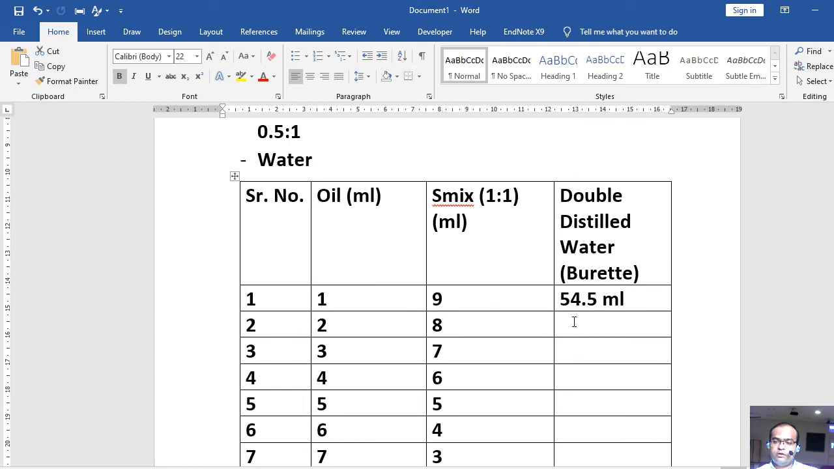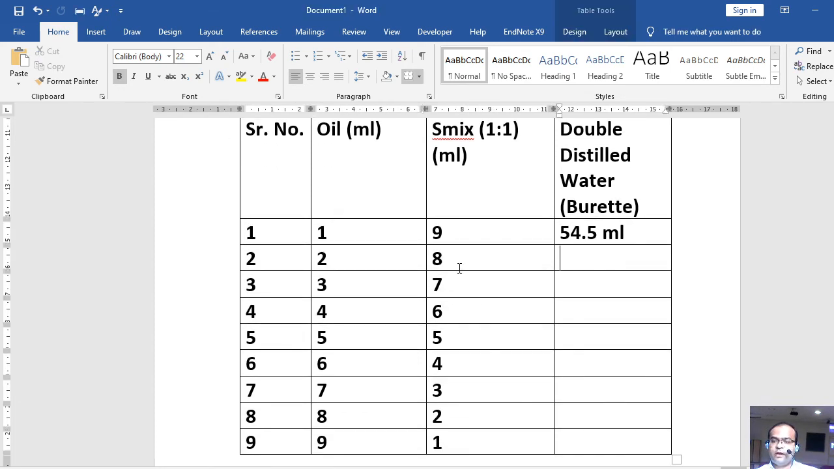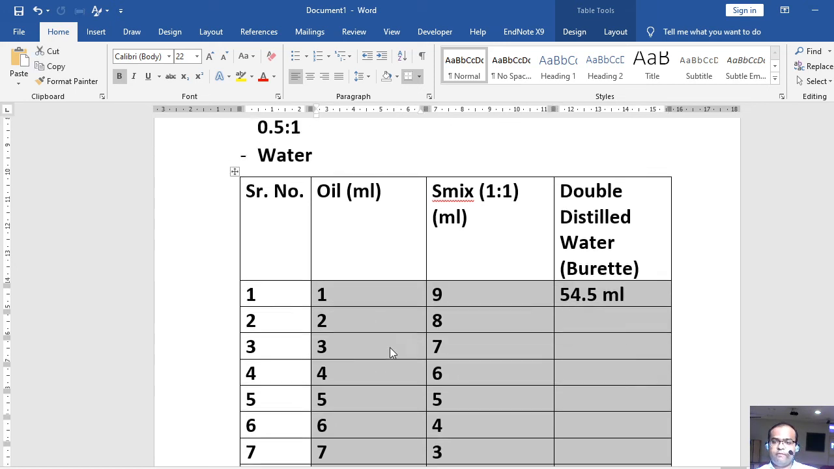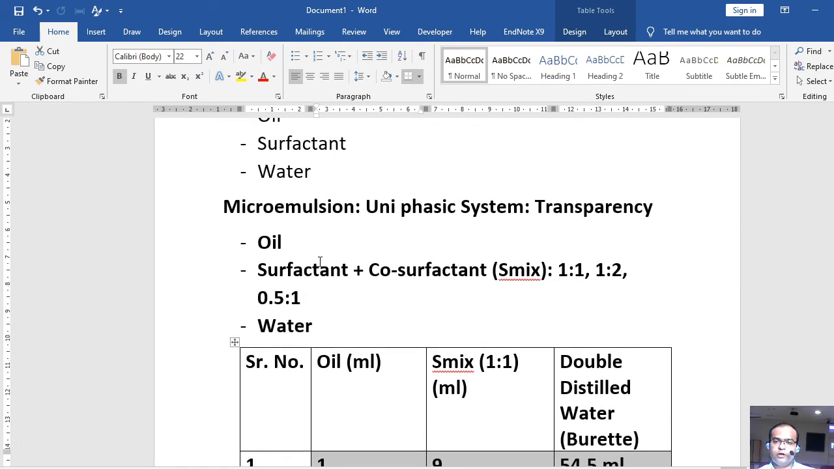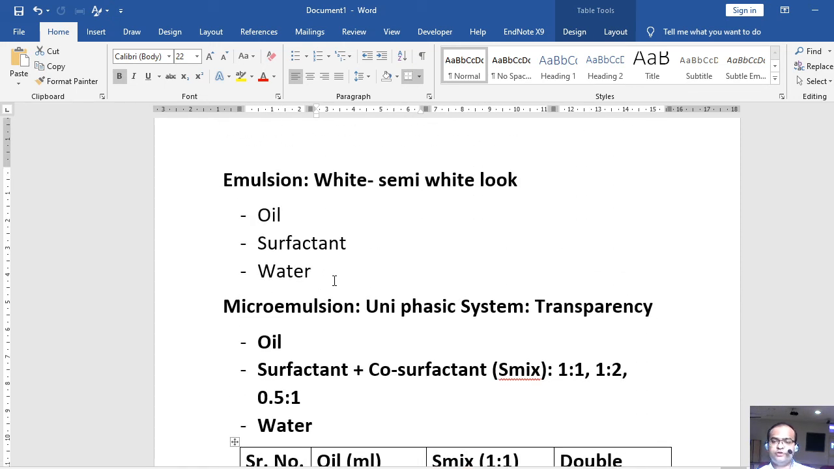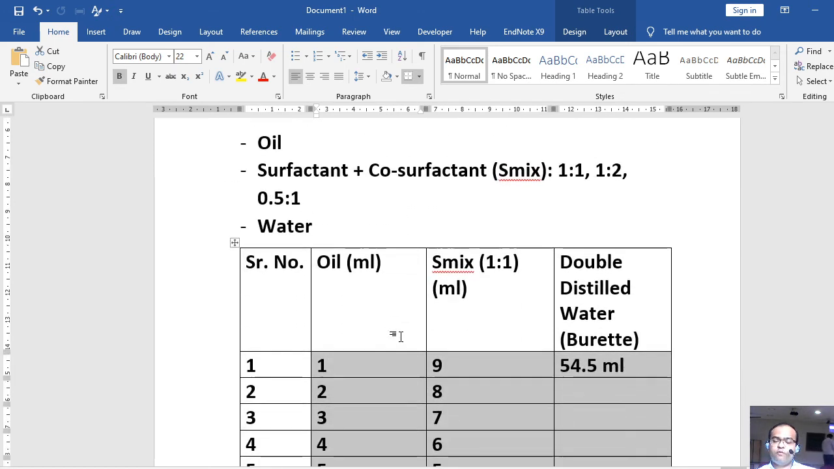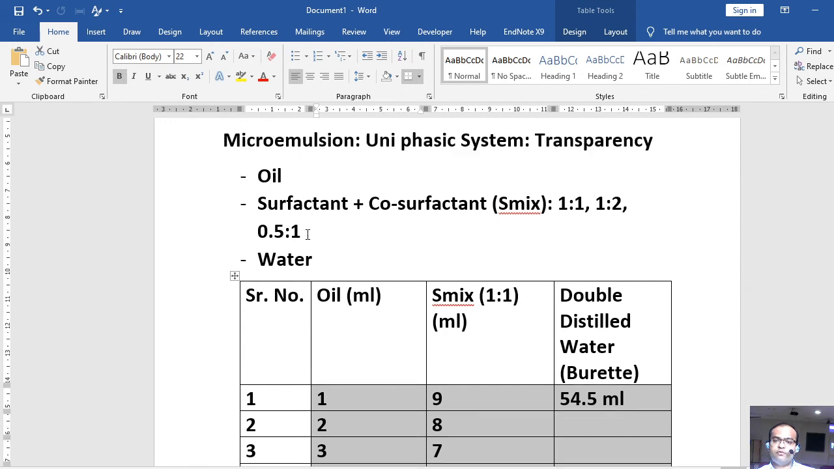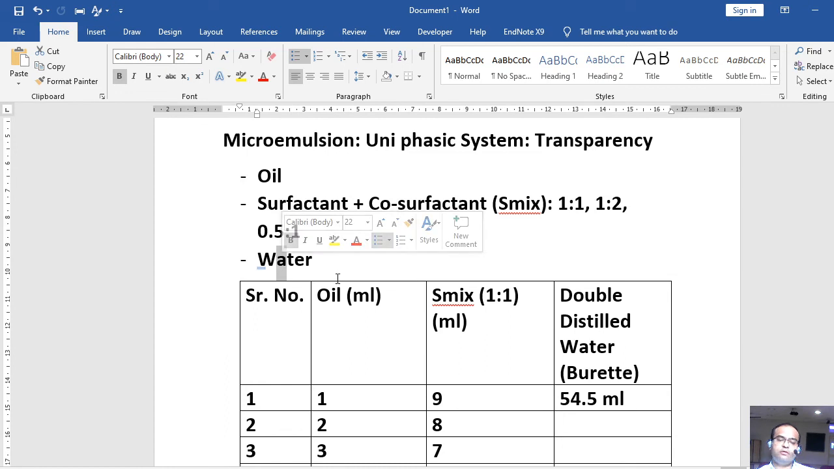You can select your endpoint, and in the same way you have to titrate all of the samples. Now how can you utilize this data to prepare your ternary phase diagram, and why do we call it a pseudo ternary phase diagram? What does pseudo mean? When we say pseudo ternary, it means actually it is a system of four components. Which four? One is oil, one is surfactant, one is co-surfactant, and the fourth is water.